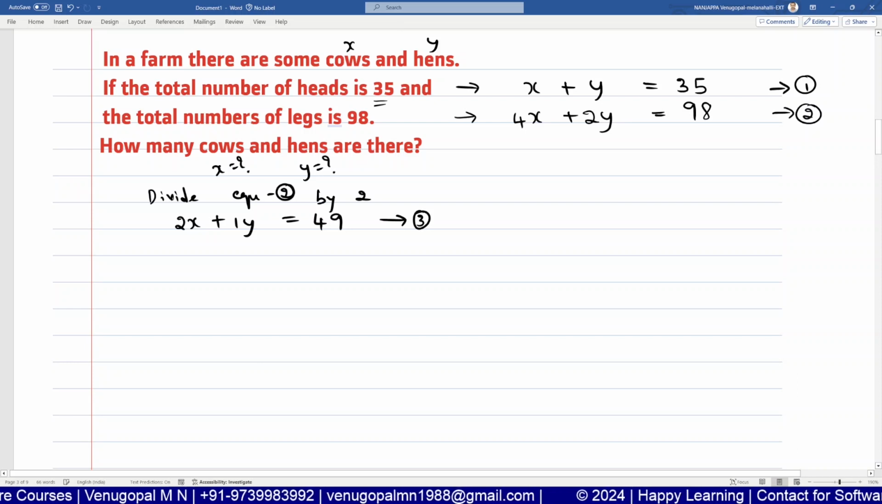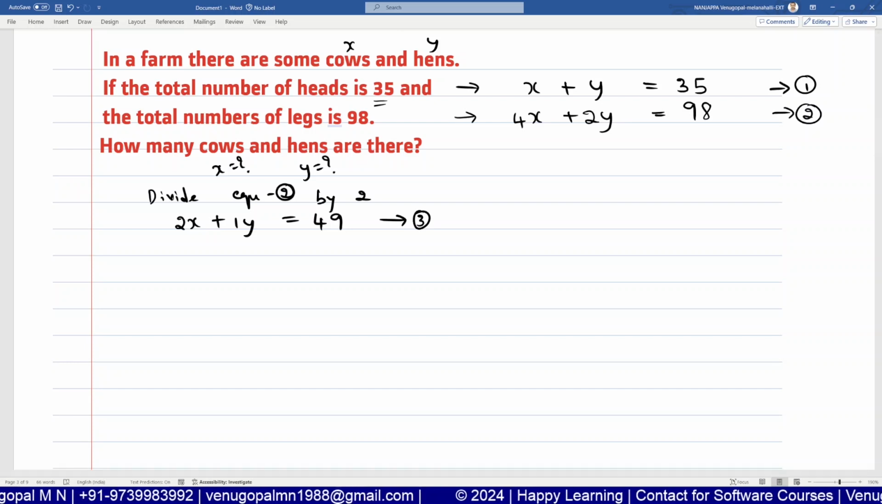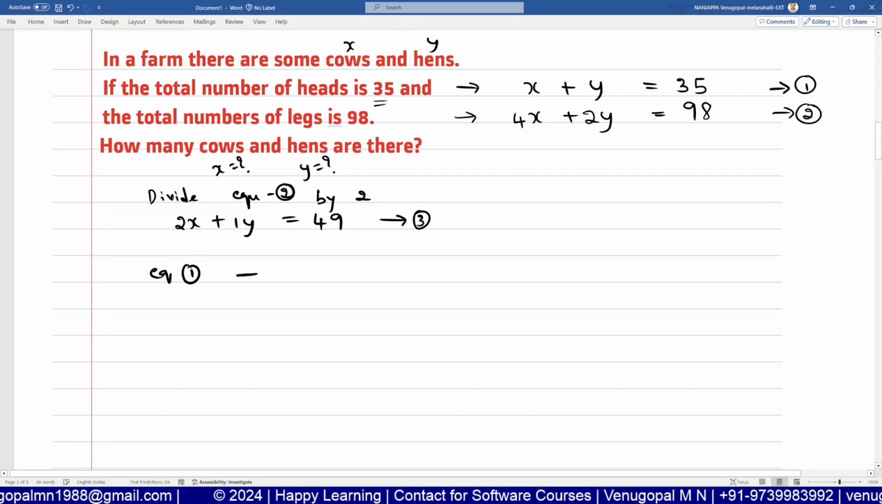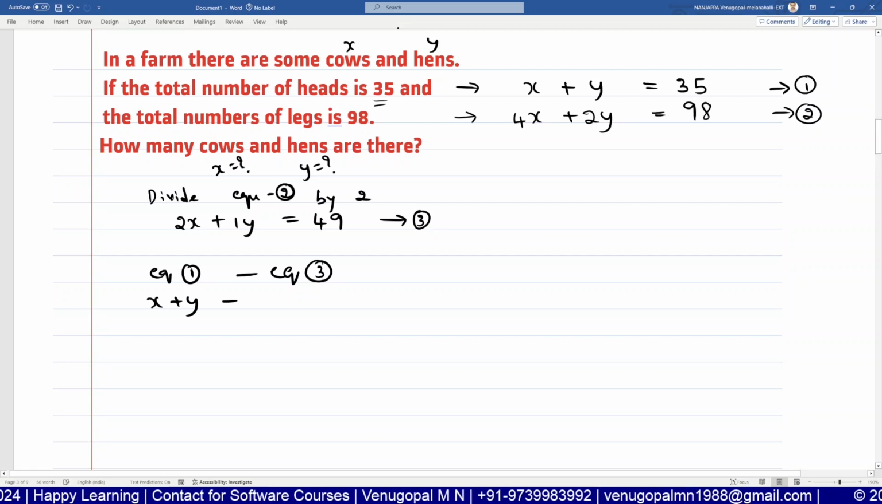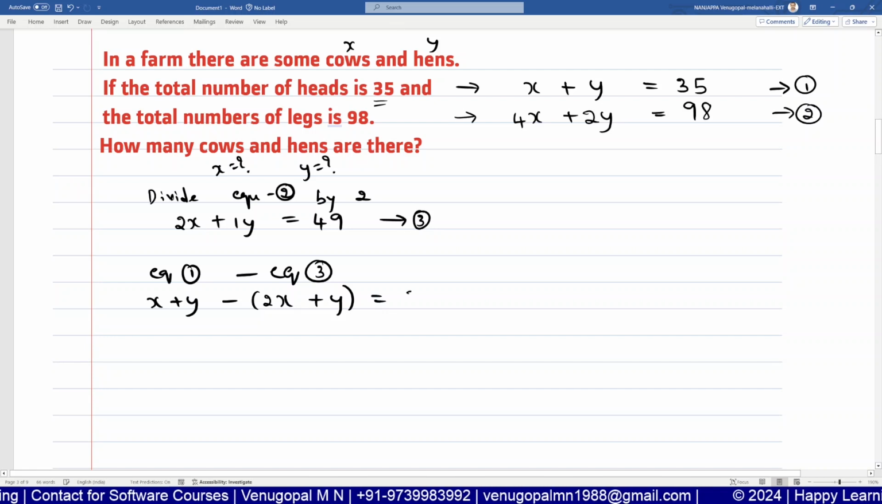Okay, so now subtracting equation 1 minus 3, we can go with that, or else 3 minus 1, anything is fine. So equation 1 minus equation 3. So let us subtract this with this. x plus y minus (2x plus y) is equal to 35 minus 49. Correct, guys?